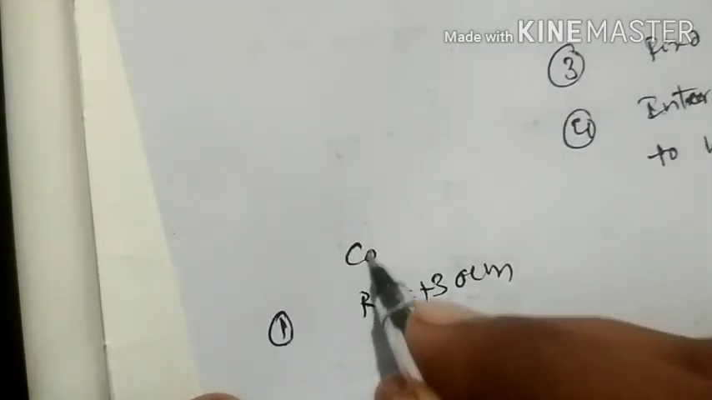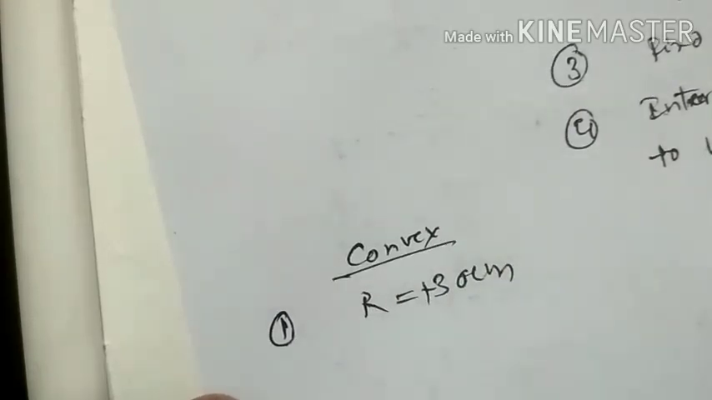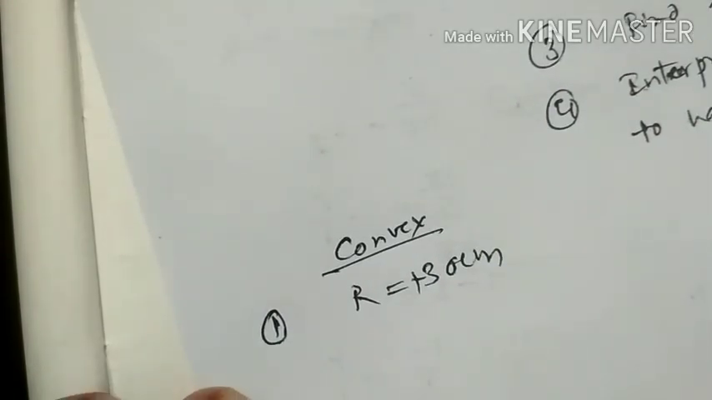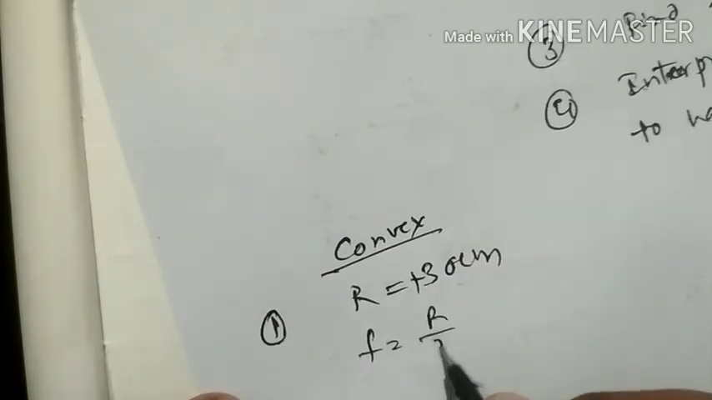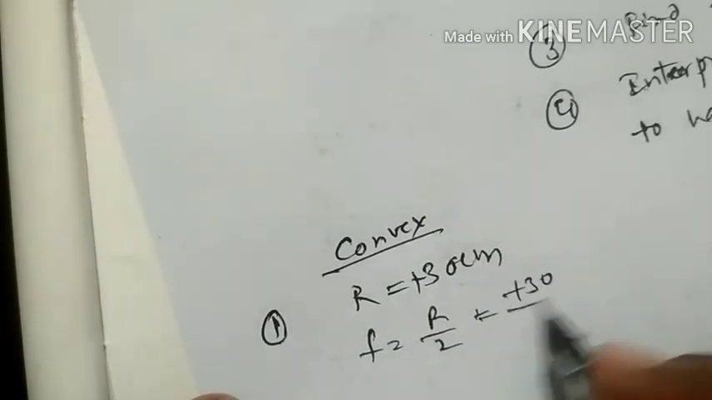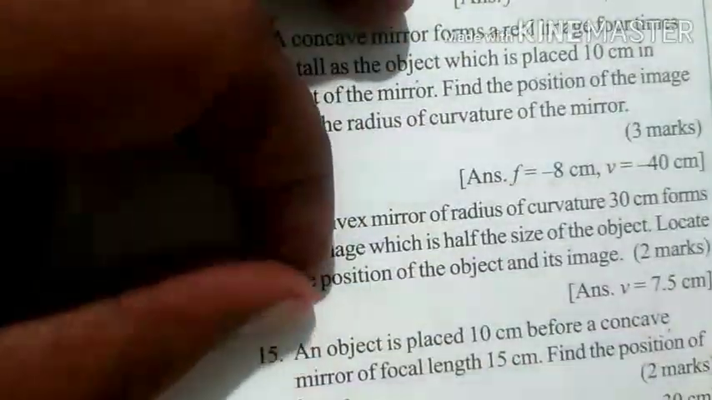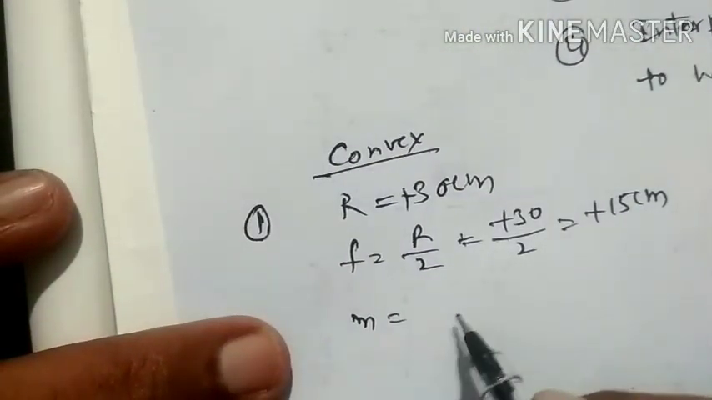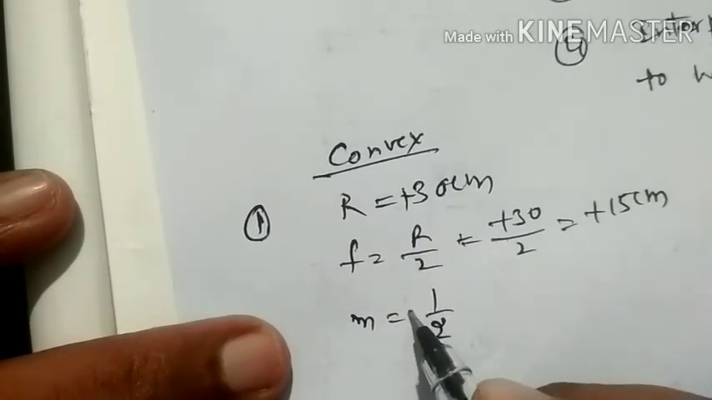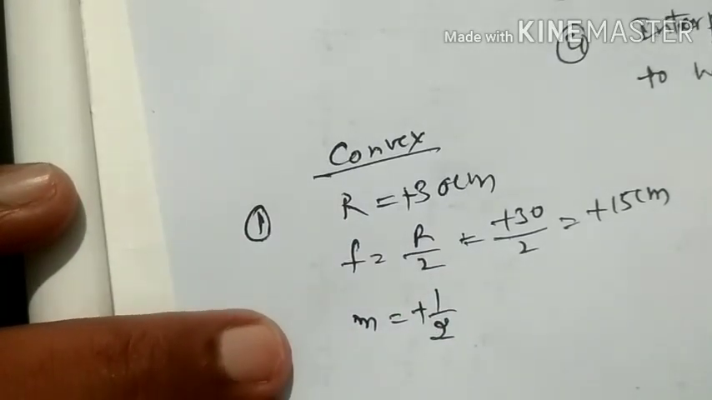Radius of curvature is 30 centimeters. You have to take plus because the mirror is convex. Whenever the mirror is given, you write with convex. Radius is 30 centimeters. So what happens to focal length? R by 2. So it is plus 30 by 2, plus 15 centimeters. Before a concave mirror, 30 centimeters, and forms an image which is half the size of the object. So magnification is half. So always the convex mirror forms virtual and direct, so it is plus half.